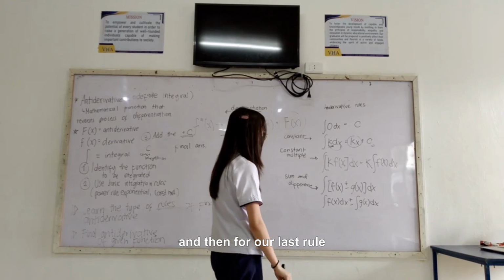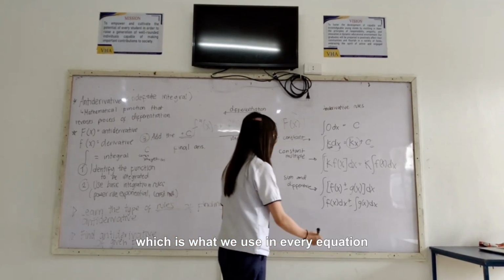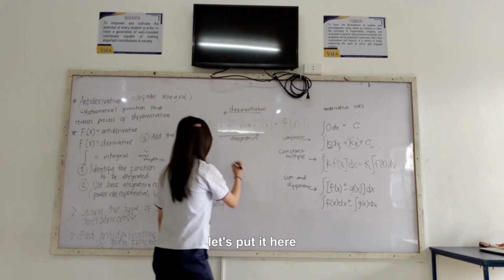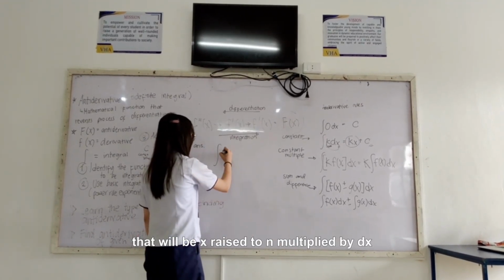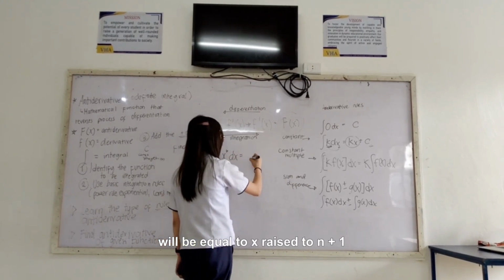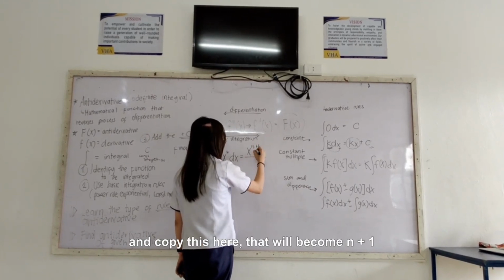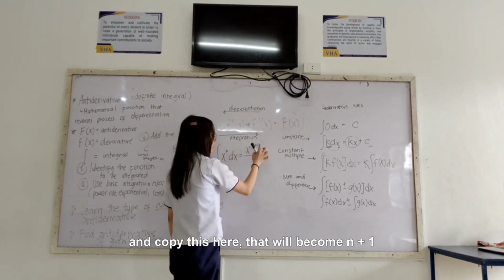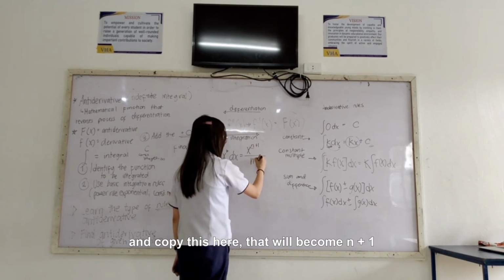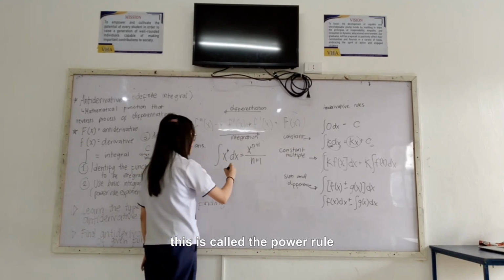And then for our last rule, which is widely used in every equation, let's put it here: the integral of x raised to n multiplied by dx will be equal to x raised to n plus 1, over n plus 1. If you don't know, this is called the power rule.